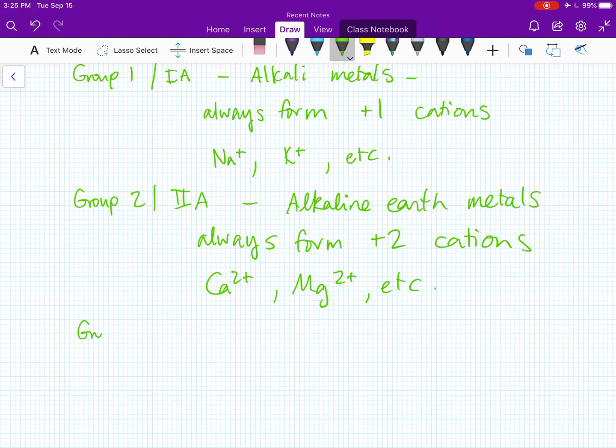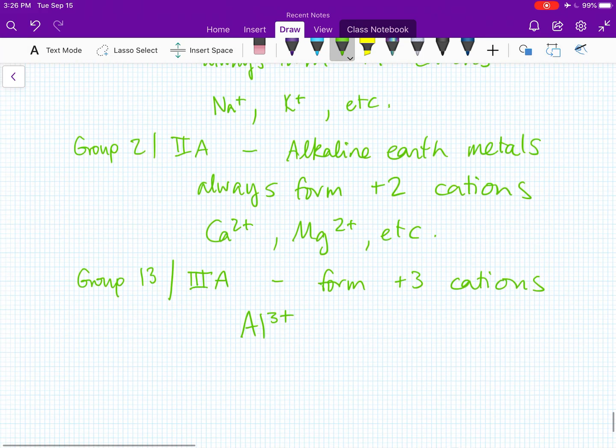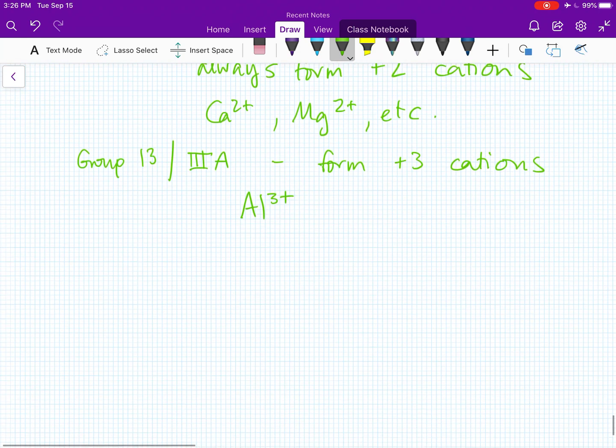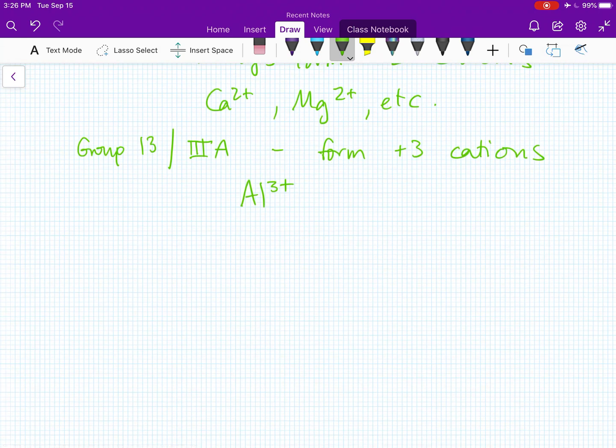Going all the way over to group 13, so this is now in the metalloid/non-metal metal border of the periodic table. It's also known as group 3A. Those elements form +3 cations. One of the most typical ones is aluminum, which you're always going to see with a 3+ charge when it forms chemical compounds. So you can kind of predict what the behavior is going to be.